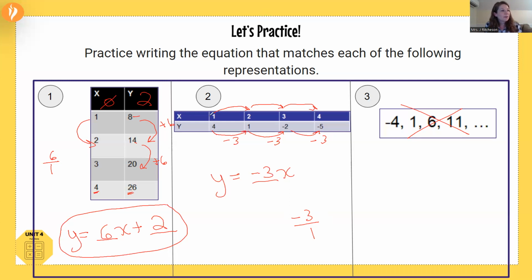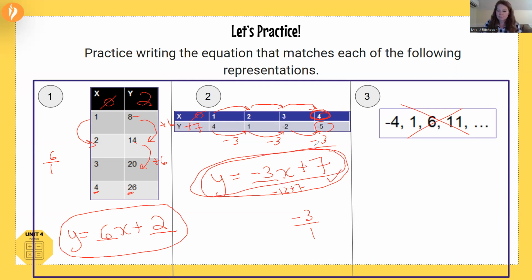All right, so what if we make x 0 so we can find our pattern? 4, 3, 2, 1, 0. Negative 5 plus 3 is negative 2. Negative 2 plus 3 is 1. 1 plus 3 is 4. And 4 plus 3 is 7. So plus 7, that is our equation. Let's go ahead and plug in a 4 for x. Negative 3 times 4 is negative 12, and negative 12 plus 7 is, in fact, negative 5. So we know this equation is correct.